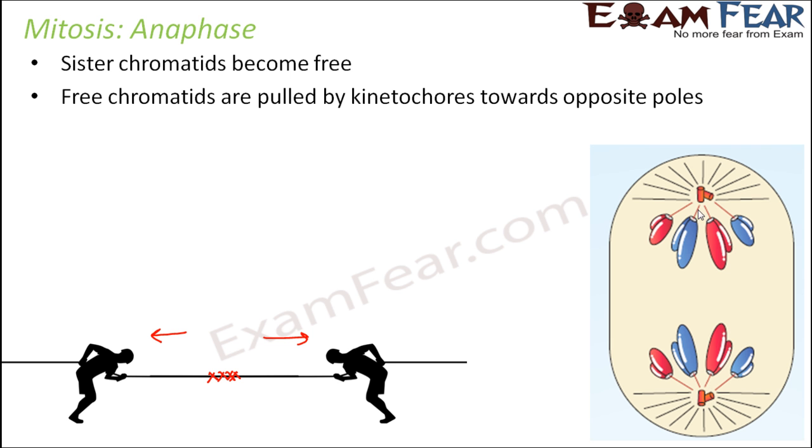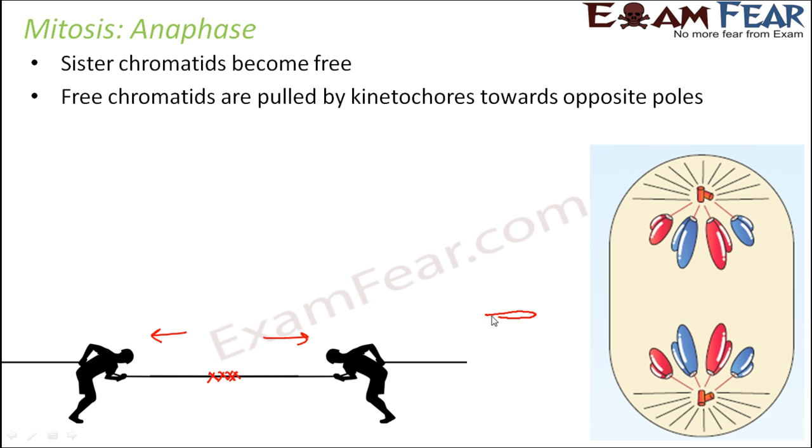Here in this case, these spindle fibers are connected to the kinetochore on this side. Again, this spindle fiber is connected to the kinetochore. So, in both the ways, the spindle fibers start pulling the sister chromatid towards itself. As a result, the two sister chromatids which were connected so far get separated.